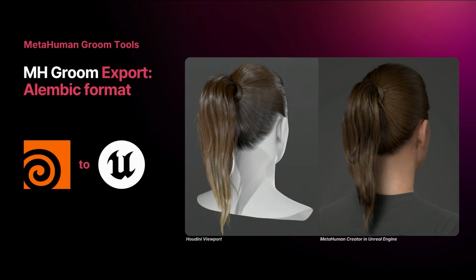So now that we've exported an Alembic file using Groom export, it contains all the necessary strand and guide data correctly formatted for Unreal Engine. Once imported, that data becomes a Groom asset ready for shading, LODs, and full MetaHuman integration. You can see the result here. On the left, the Groom inside Houdini, and on the right, the same Groom imported into MetaHuman Creator in Unreal Engine. Let's take a look at how to do that next.